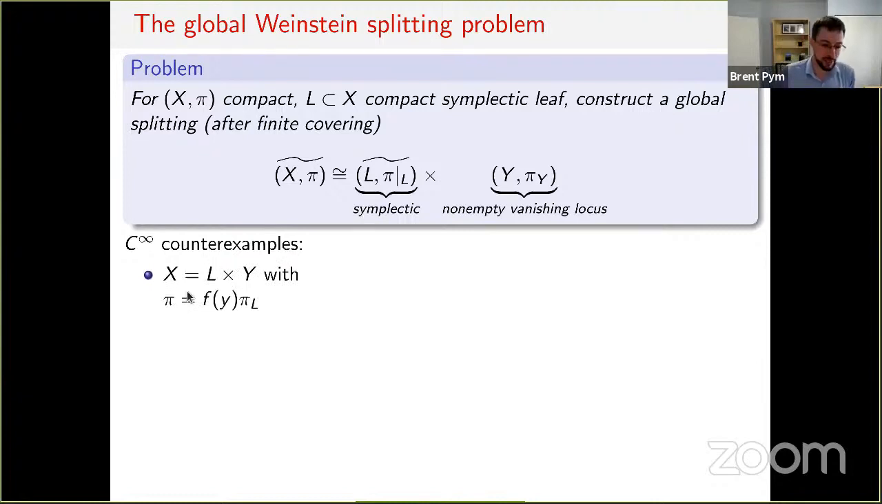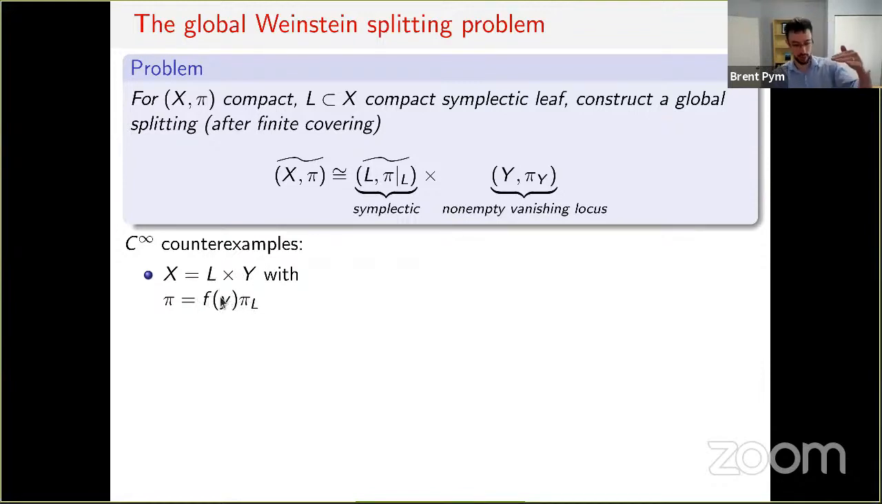So for instance, let's just take X. Let's assume that it's already a product of some L and some Y, where L is a real symplectic manifold. Well, then I can define a bivector on X in the following way. I'll just take the symplectic structure on L, which defines this non-degenerate bivector pi L. And let me take an arbitrary smooth function f on Y. Then I can multiply the bivector in the L direction by the function f of Y.